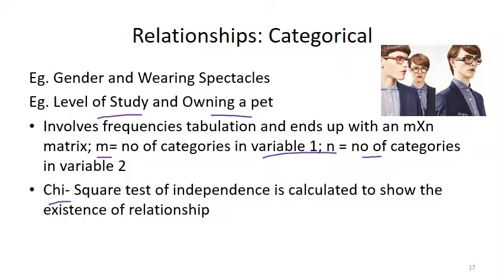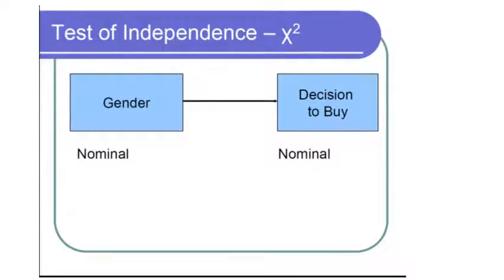So we use the chi-square test of independence to show the existence of a relationship. Now, I'm going to see if I can draw the chi-square out. Okay, that doesn't look right. But anyway, that is what we're going to look at, the chi-square, to check whether or not there is a test of association. So usually our hypothesis would be there is a relationship, the two variables are dependent on each other, and so on and so forth.